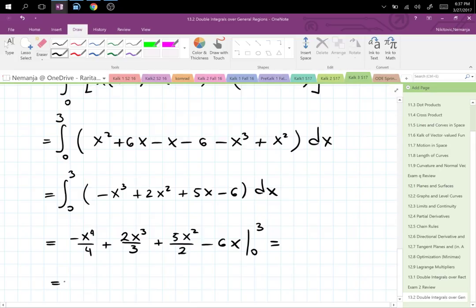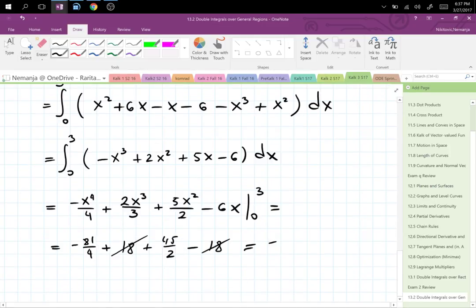And now we plug in 3. So 3 to the 4th is 81. So negative 81 over 4. Plus one of the 3's will cancel. So we are left with 18. And then 45 over 2. Minus 18. So those die. I have over 4. So negative 81 over 4. Common denominator times 2. That's 90 over 4. Which is 9 quarters.